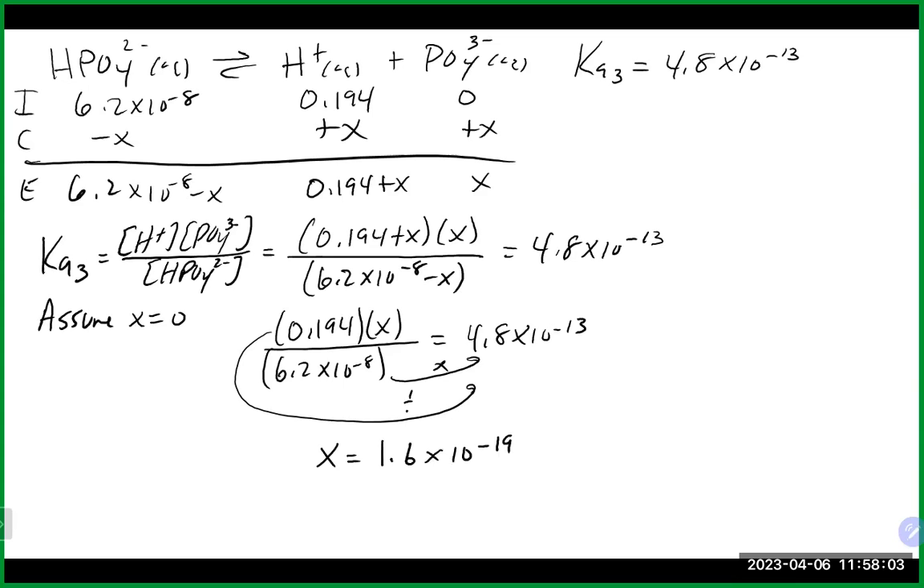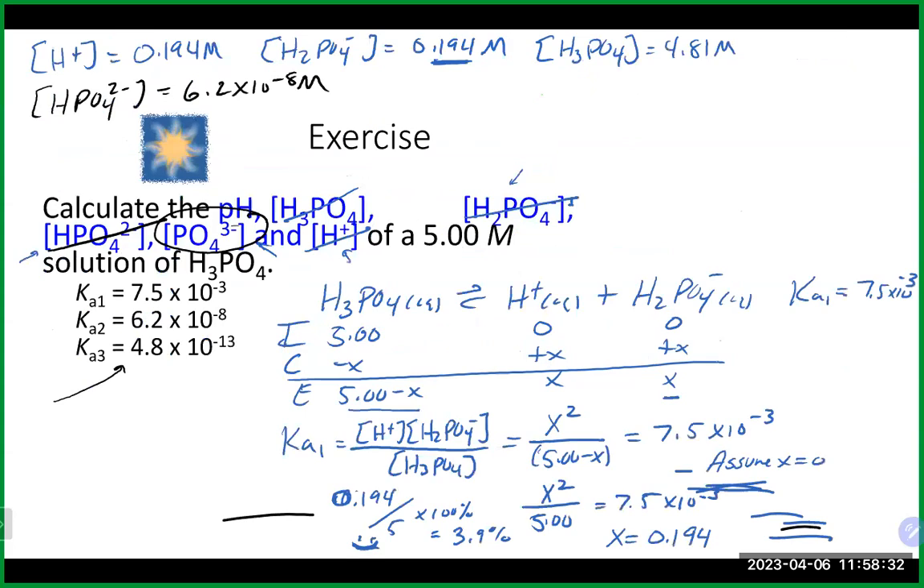Once again, we could check it by dividing by the larger number, times it by 100, and we are nowhere near 5%, not even near 1%. So the check once again here is good. The reason we needed to go to this third ICE table in the third step was because we were interested in our phosphate. And now that we have our phosphate, we could add that to our list as 1.6 times 10 to the minus 19, and that will cross that off our list here.